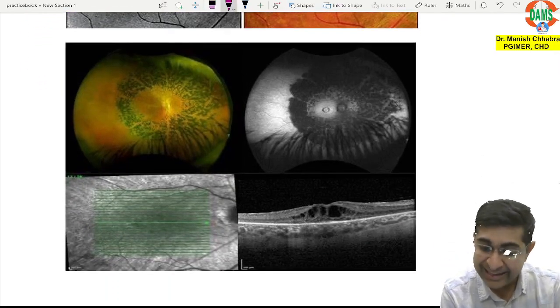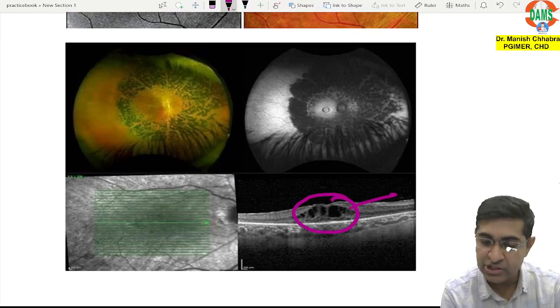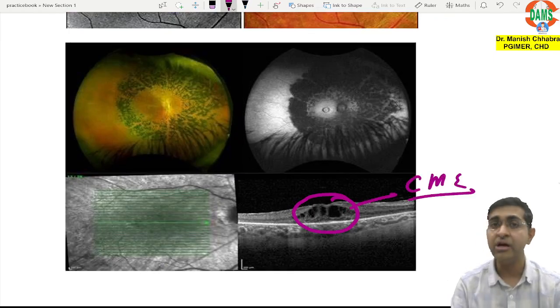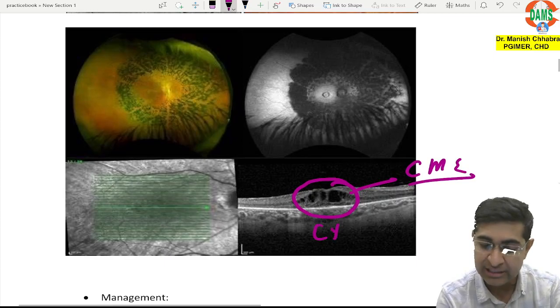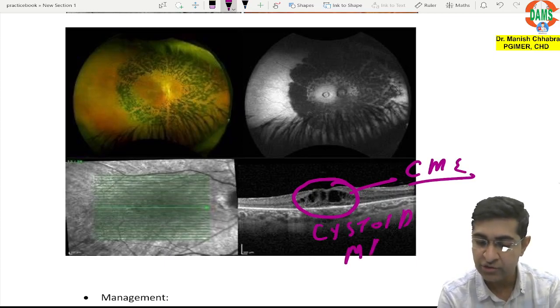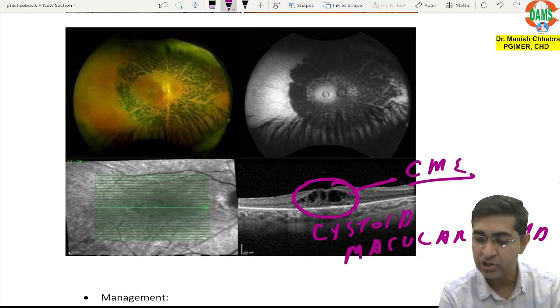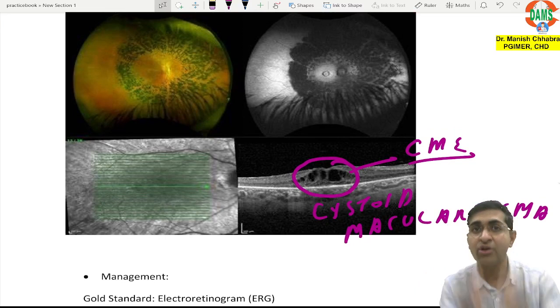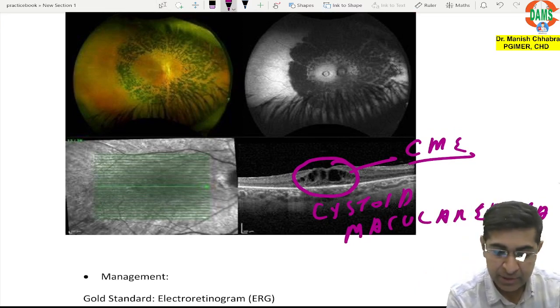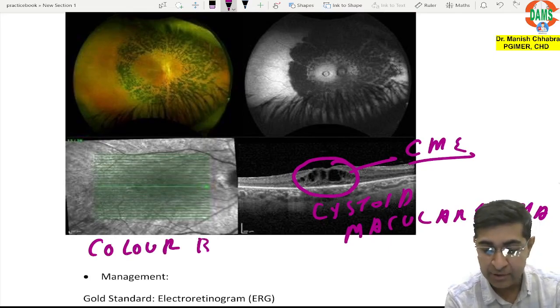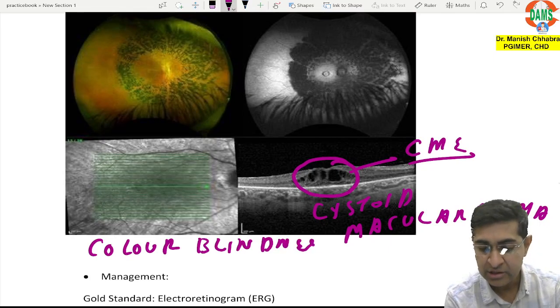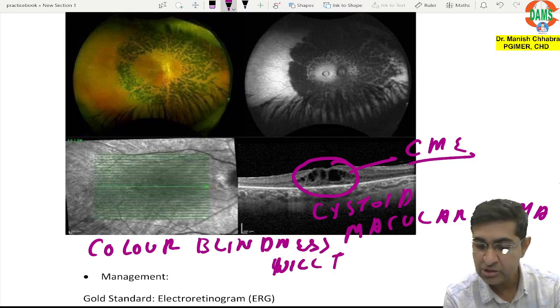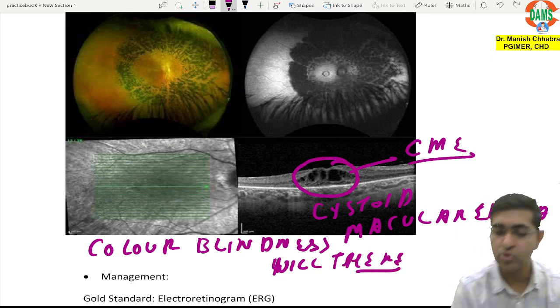Yes. Now, it can be associated with cysts in the retina, cystoid macular edema. So these are the things which have to be ruled out. Cystoid macular edema will lead to even the early central loss of vision, and there will be decreased color perception. So color blindness may happen. Color blindness will be there because there is involvement of the rods and also the cones are involved, na?